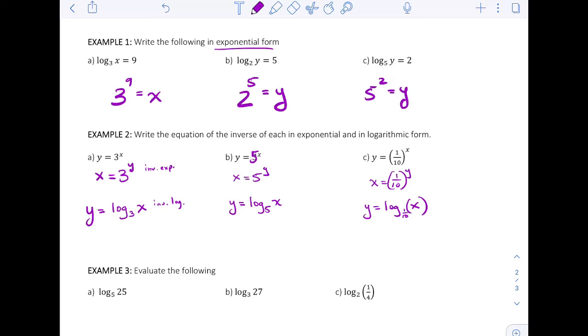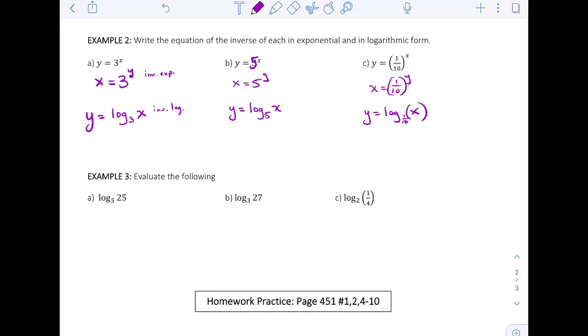You don't multiply x and 1 over 10. It's just the notation for it, just like when you have sine x. You're not multiplying sine and x together. It's just the notation for where it goes. So we're looking for the logarithm of base 1 over 10 of x. All right, let's go through these.